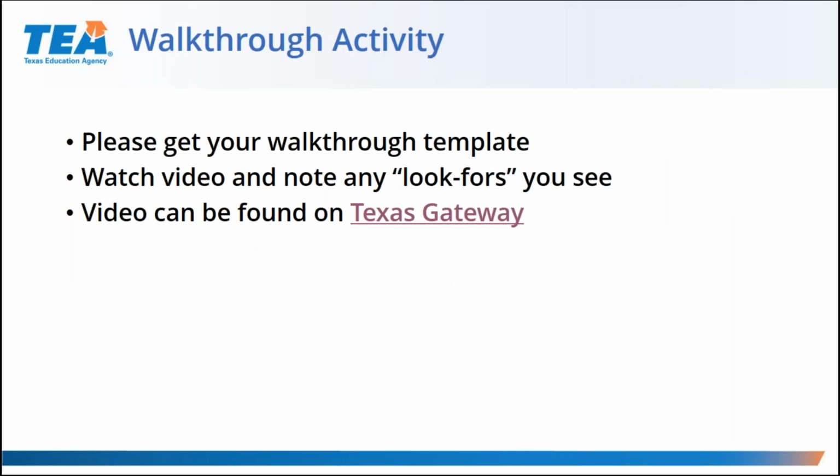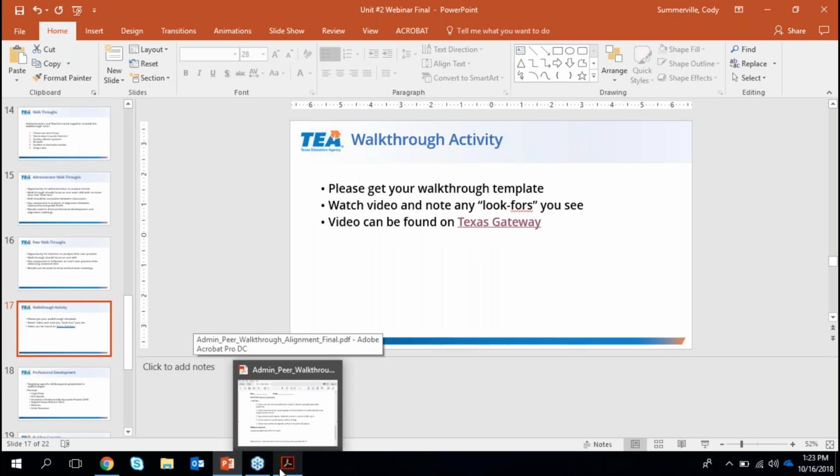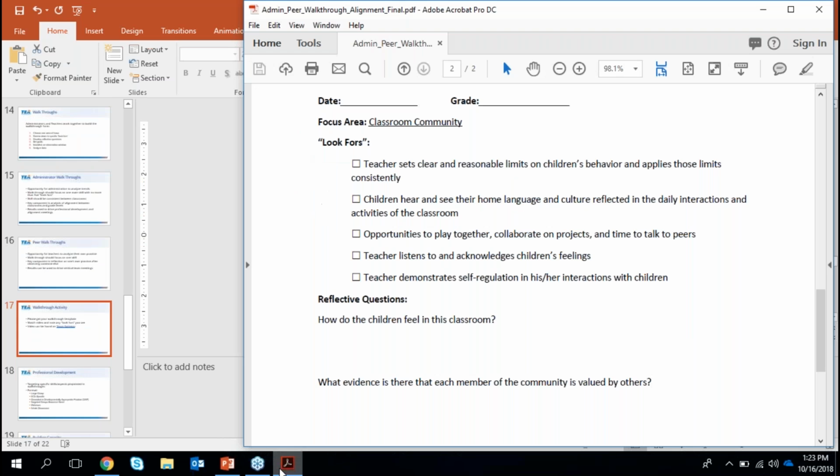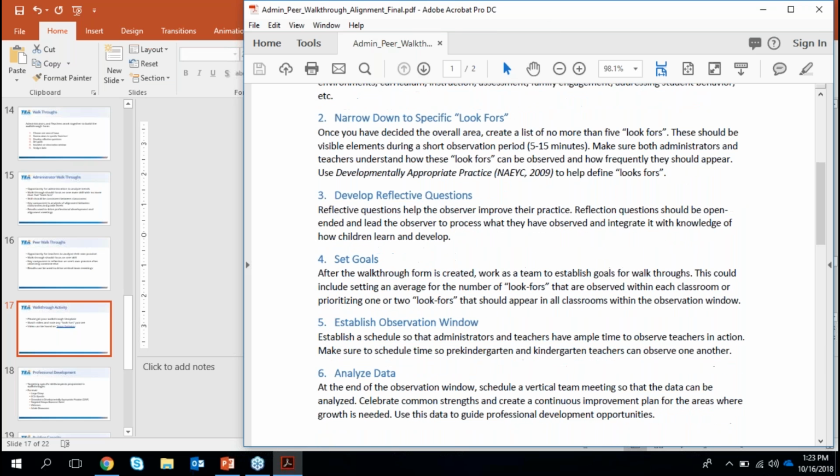So we're going to pull up the walkthrough template. This can be found in your handout section under your control panel. And so I believe you can see mine here on the screen. We have that process that I went through here kind of detailed out.